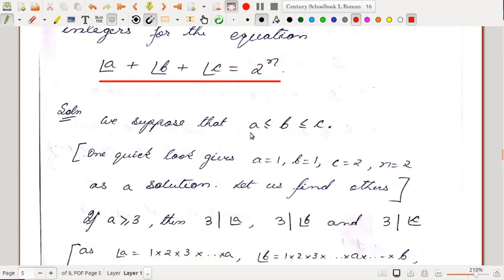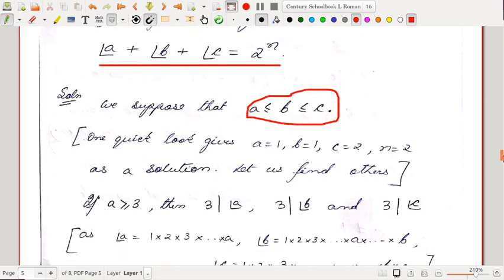To solve this equation, let us suppose that a is less than or equal to b, which is less than or equal to c. It will make things simpler. Now we will just need some idea of divisibility, and nothing else. Now see, the right hand side is only 2 to the power n, and the left hand side contains factorial numbers. Now factorial n is divisible by all numbers from 1 up to n, right?